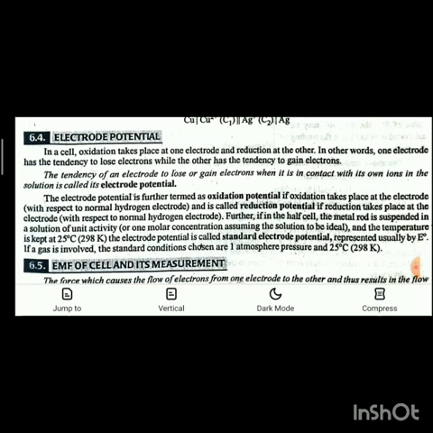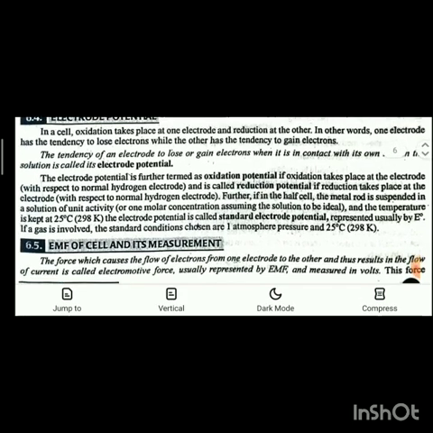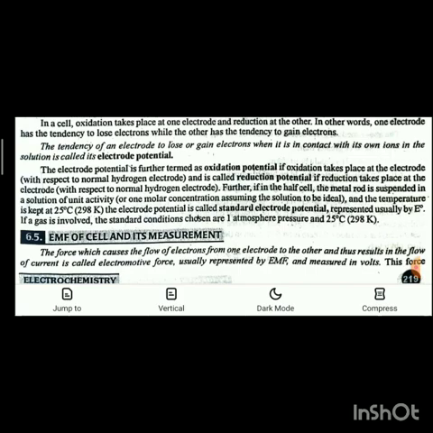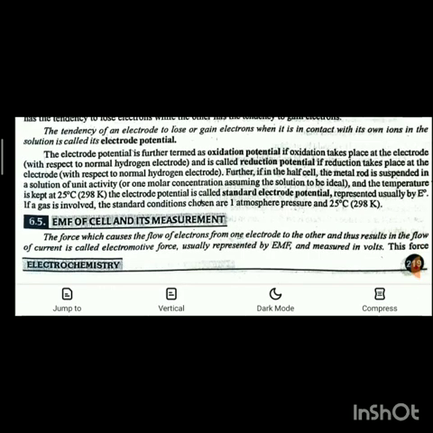Further, if in the half cell the metal rod is suspended in a solution of unit activity and the temperature is kept at 25 degrees Celsius, the electrode potential is called standard electrode potential, represented usually by E naught.